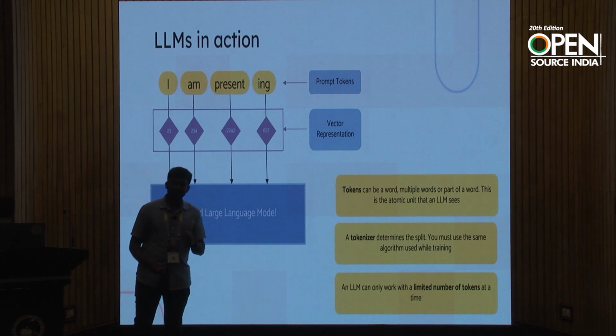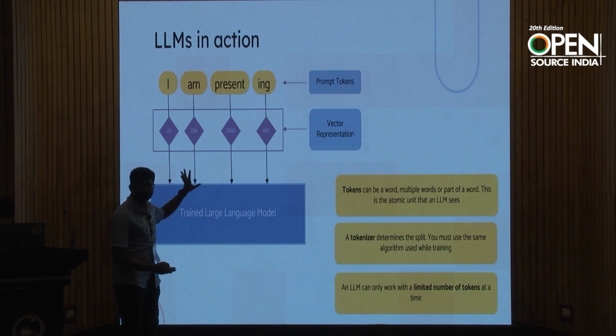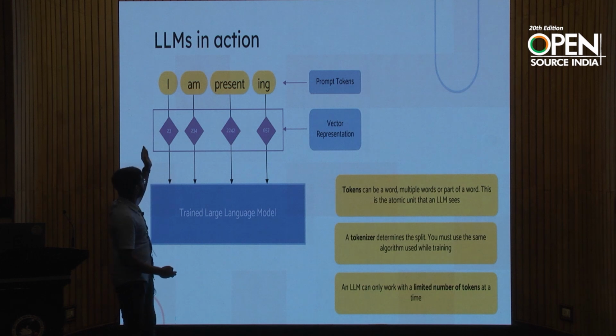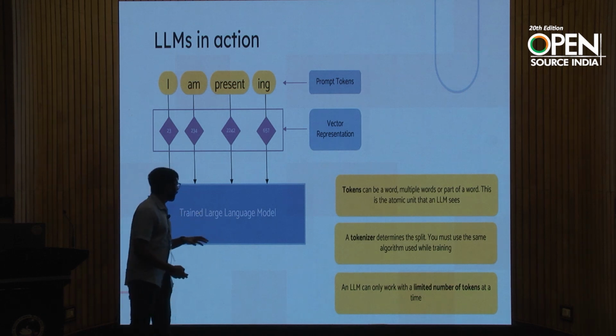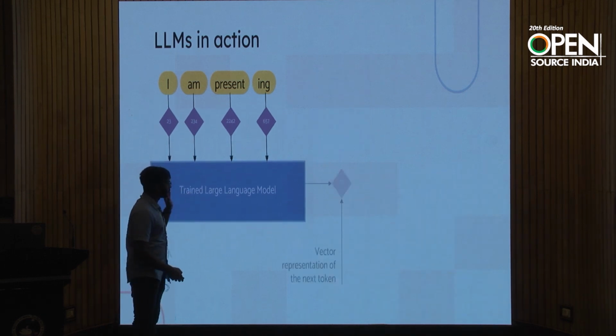Now, I lied a little bit about the words. What the large language model actually sees is these numbers known as vectors. So the token "I" will always be 23. The token "am" will always be 234. So that's a property of the tokenizer.